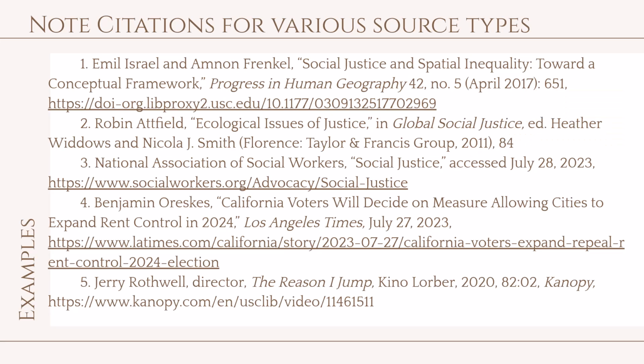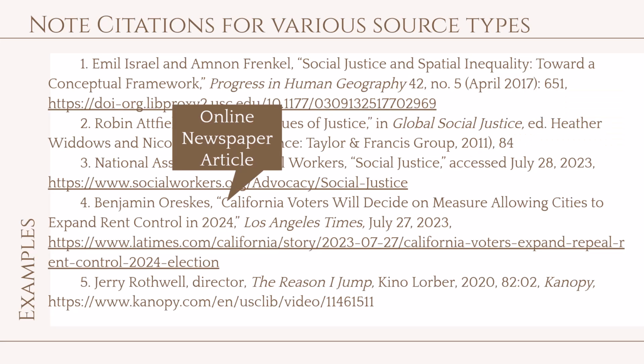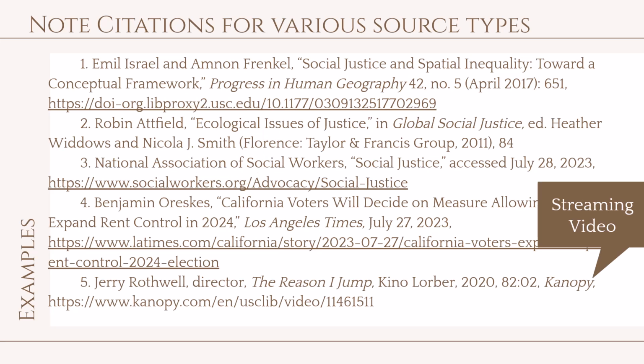The fourth source is an online newspaper article. This differs slightly from a journal article because a full date is provided and the article's URL. Source number 5 is a streaming video. In this example, the director is listed as author and their role is indicated. The title of the film appears in italics followed by production company, year of publication, and length of film. The platform is listed in italics followed by a URL.